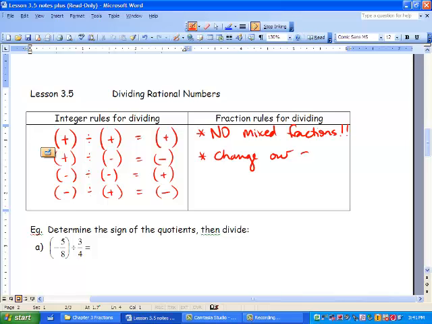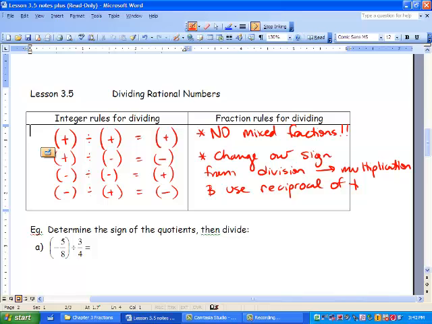Change our sign from division to multiplication and use the reciprocal of our fraction.